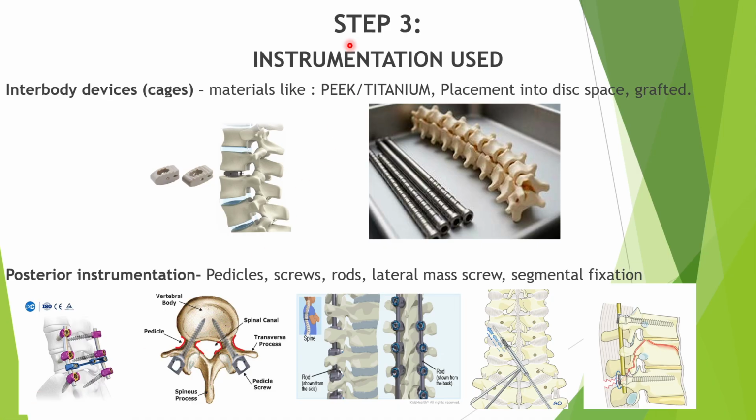Now the next one, that is step 3, which is the instrumentation used. Why is instrumentation done? To stabilize the joint. There are two types, the interbody devices or cages. These are small implants, called cages, placed into the disc spaces after the damaged disc is removed. When the disc has been removed, these cages are placed there.